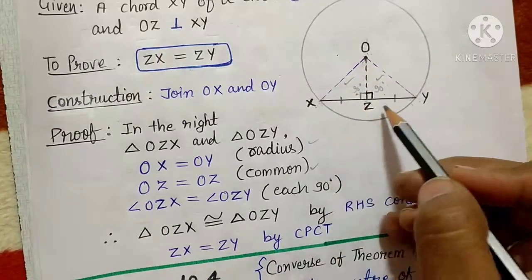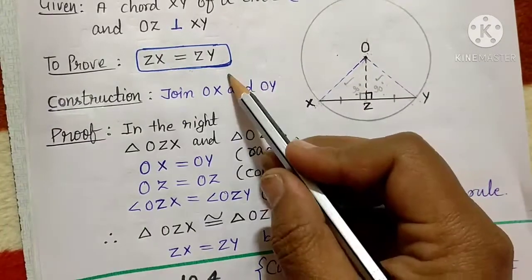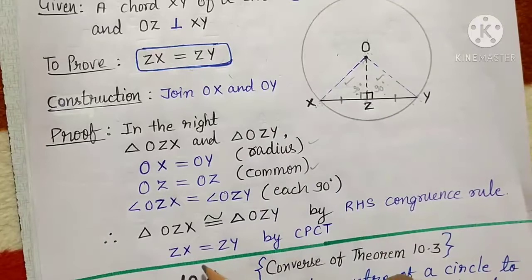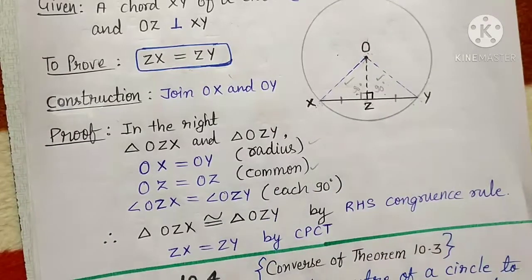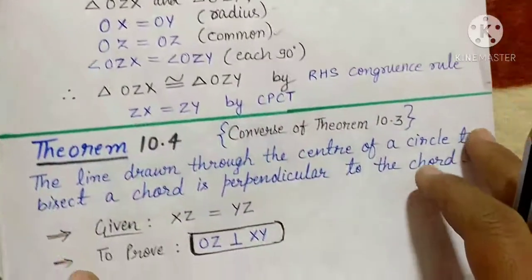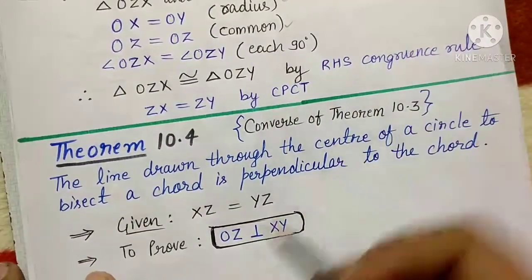Okay, zx equals zy, and this is the only thing we need to prove. So we have proved that zx equals zy by CPCT. Now there is a converse of this theorem in theorem 10.4. Converse of the same theorem.